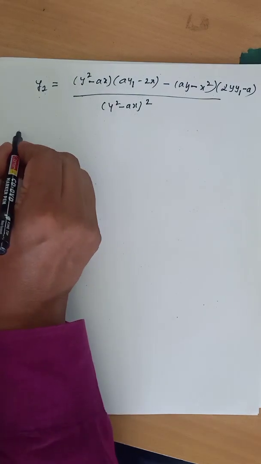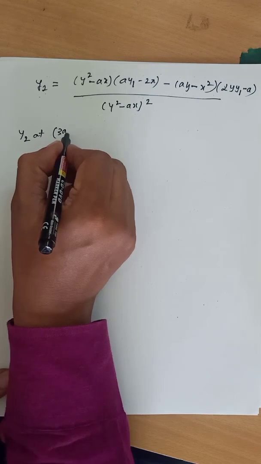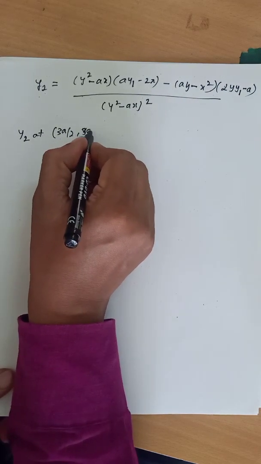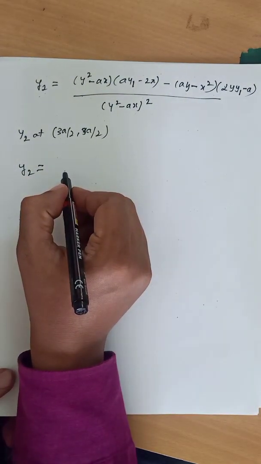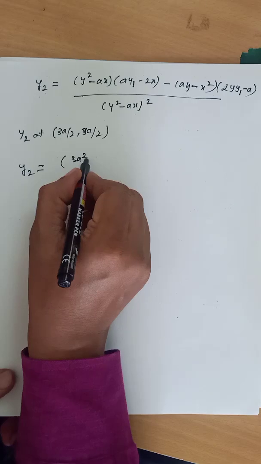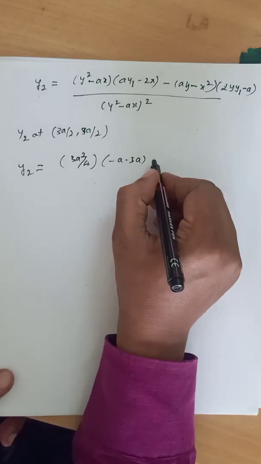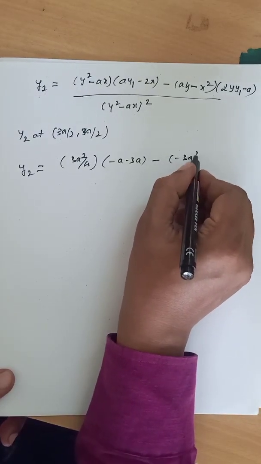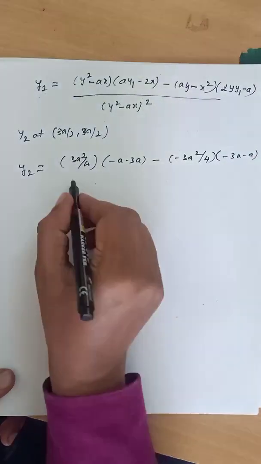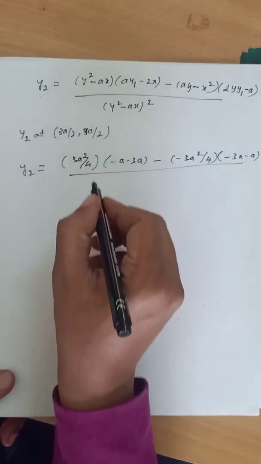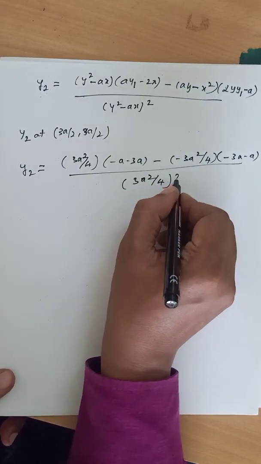So y2, you apply x is equal to 3a by 2 and y is equal to 3a by 2 here also. So y2 is equal to 3a square by 4 minus a minus 3a minus of minus 3a square by 4, algebra is there, minus 3a minus a, you apply x is equal to this and y is equal to this, to get 3a square by 4 whole square.